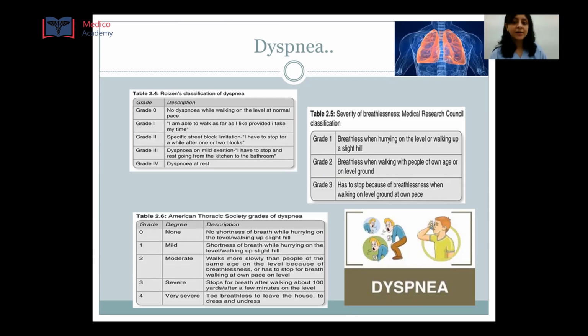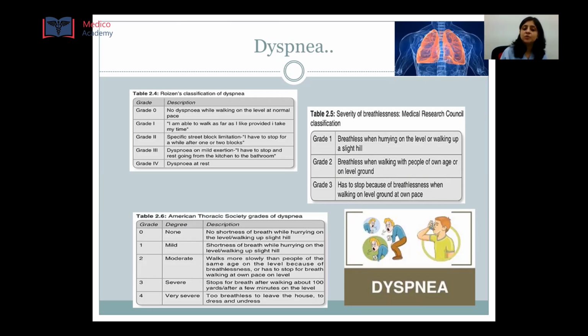3 grades. Grade 1, breathless while hurrying on the level or walking up a slight hill. Grade 2, breathless while walking with people of your own peers on level ground. Grade 3, where the patient has to stop because of breathlessness, even walking on level ground, even at their own pace.